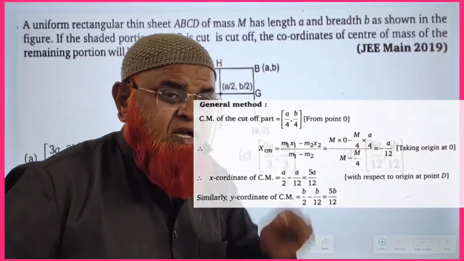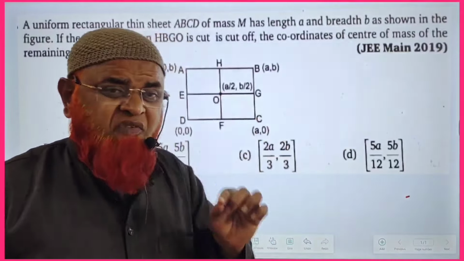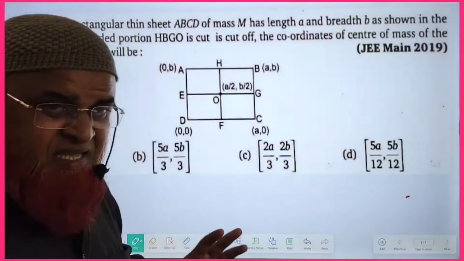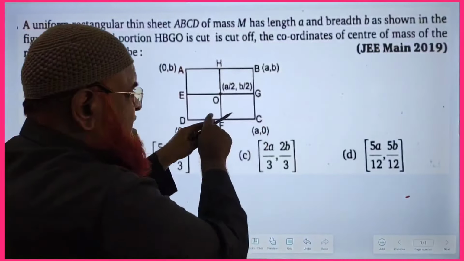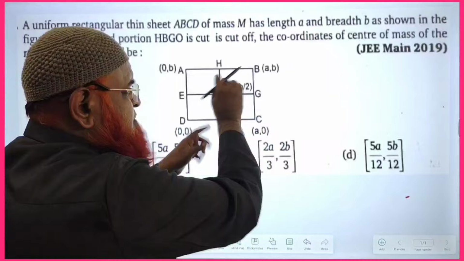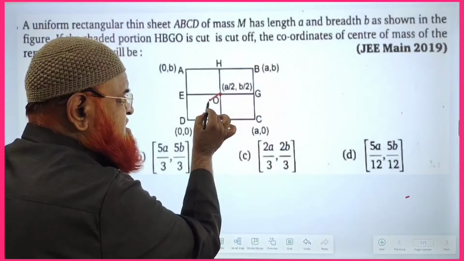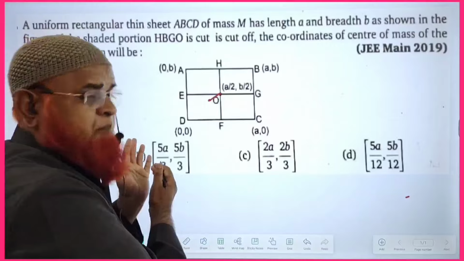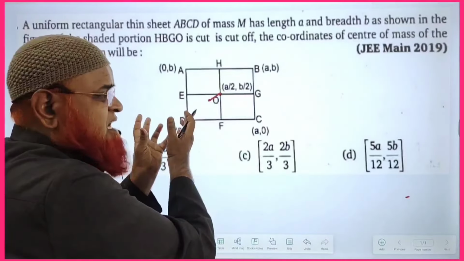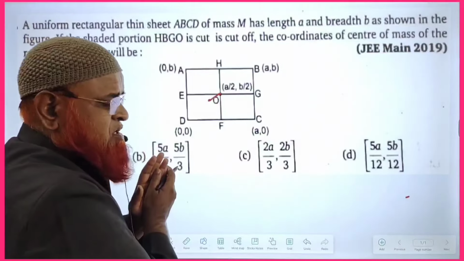Iski zarurat nahi hai. You can do the problem just by observing without any pen and paper. Kaise? To ye jo hai na, rectangular shape hai. Isme se this part has been removed. Then what happens to the center of mass? This center of mass shifted towards the heavier portion. This side it is heavy, so it is shifted downwards like this.